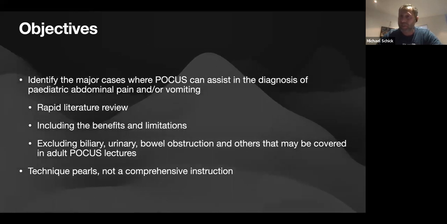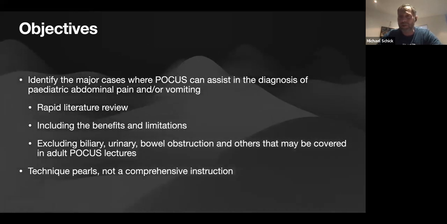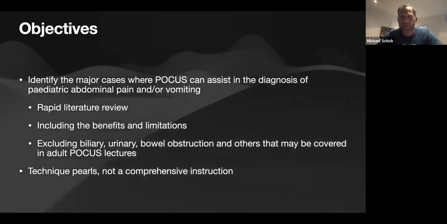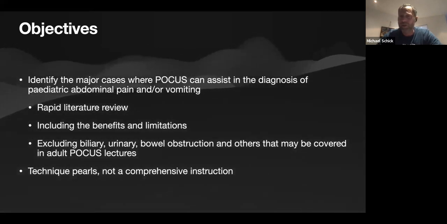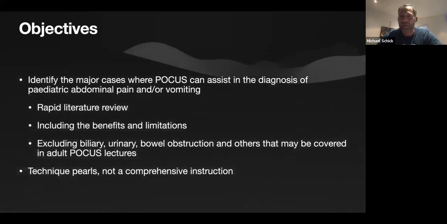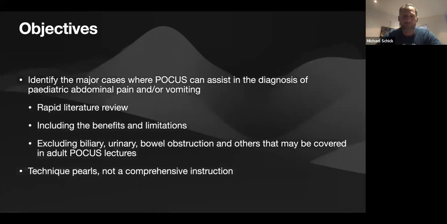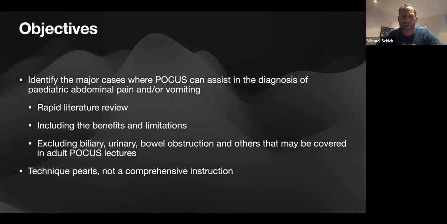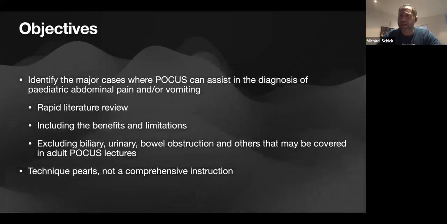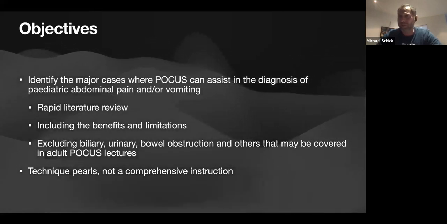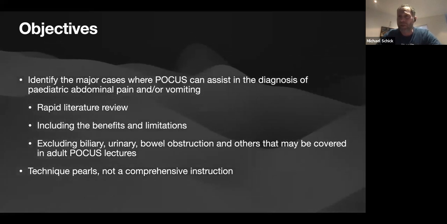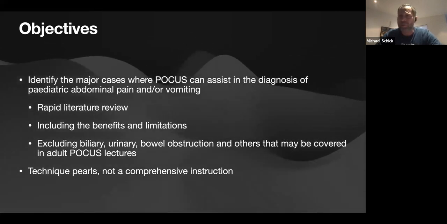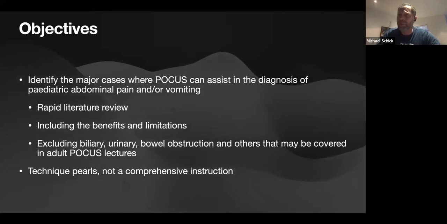We're not going to talk about some things that you would get from a typical adult abdominal pain lecture, like biliary disease, urinary obstruction, things like that, or bowel obstruction, because we're just talking more specific pediatric cases. And I'll talk a little bit about technique, how to do the scan, or maybe just some pearls, but not a comprehensive instruction on how to do the exams, because that would be a whole separate lecture.